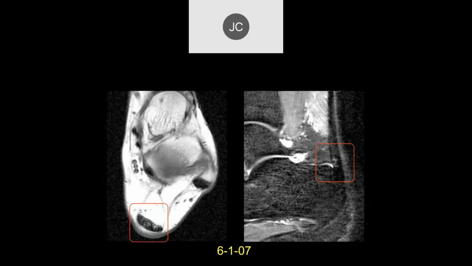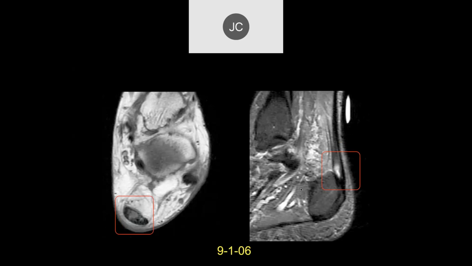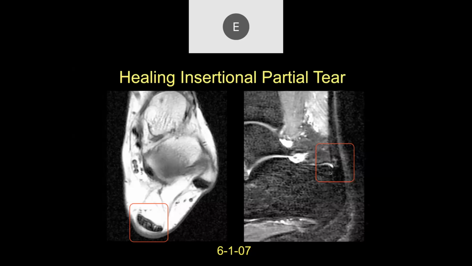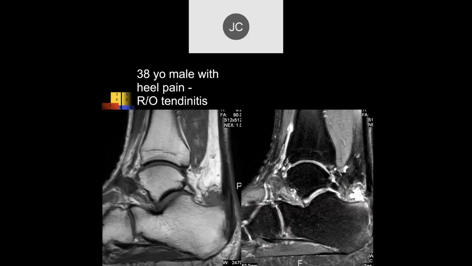This is 6/1/07, so we're about 9 months later. This was treated, as Dr. Gudis would recommend, conservatively. So what do you think now? Right, it's a much more normal shape on the axial, with just some residual increased signal. So maybe some mild tendinosis now. Give it more time and it'll heal up. So this is scarring and healing, and the patient was asymptomatic at this particular time. Good. Okay, Robert.